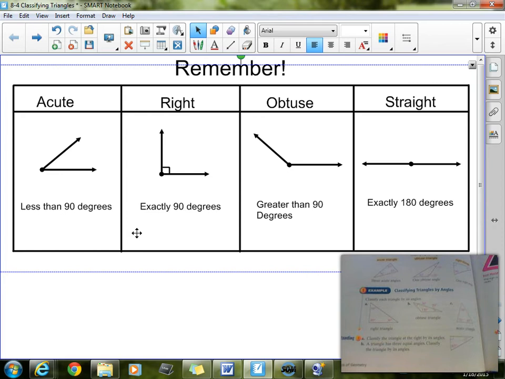Now we're going to be using these words along with several other words to classify triangles. We're going to be classifying them 2 ways. The first way has to do with the angles, or the types of angles in the triangle. And then the other has to do with the sides, and specifically the length of the sides. Now let's go ahead and start with the angles.